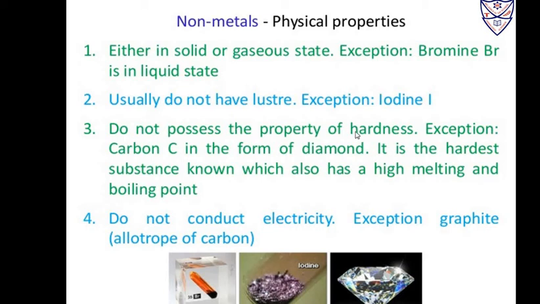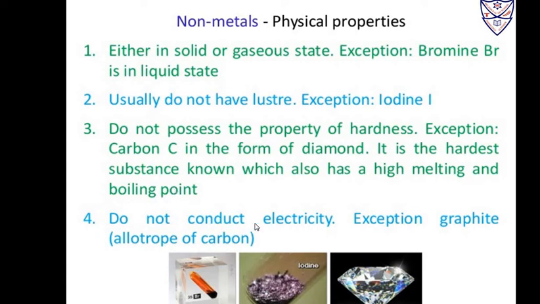Does not possess the property of hardness. Exception, carbon in the form of diamond. Carbon in the form of diamond means what? It's an allotrope. Only diamond shines, while the others do not possess the property of hardness, right? So diamond is the hardest substance known, which also has a high melting and boiling point.